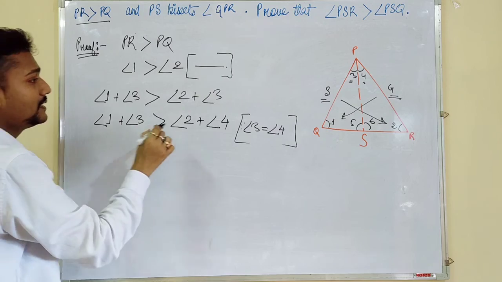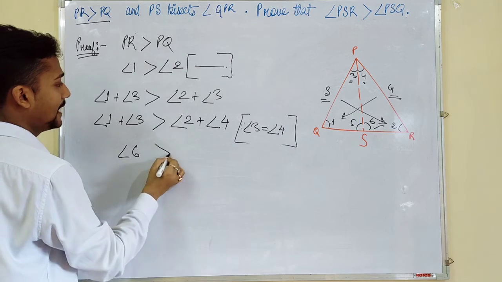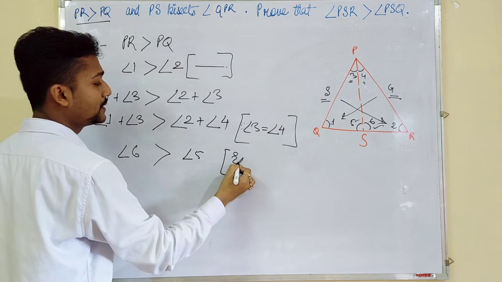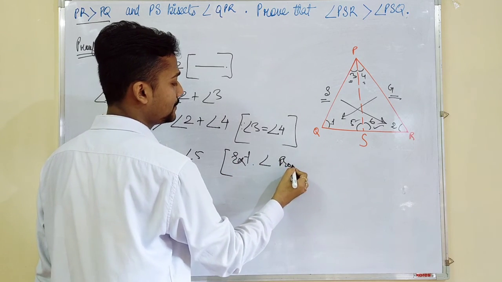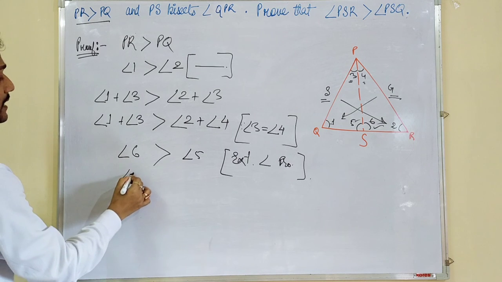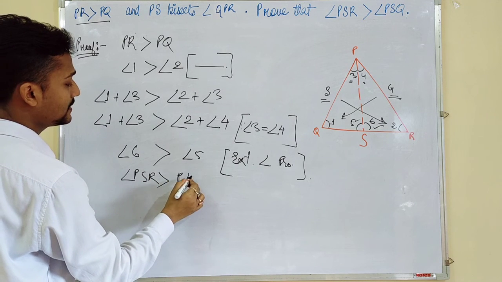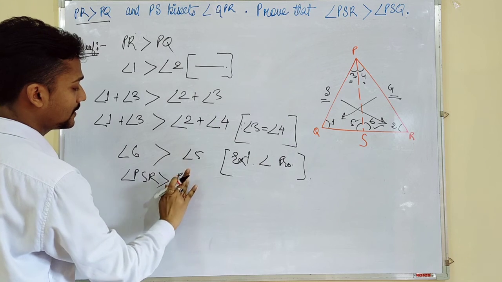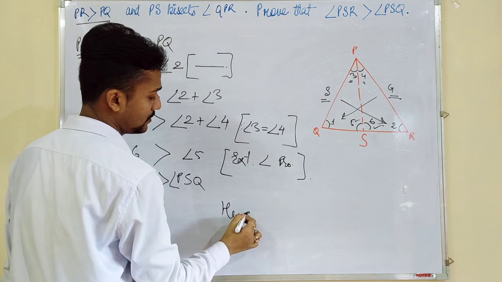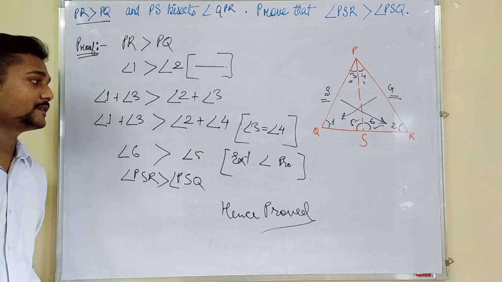So 1 plus 3, if you see carefully, will be equal to what? Angle 6. And 2 plus 4 will be angle 5. Exterior angle property. Okay. So angle 6 is greater than angle 5. What is angle 6? Angle PSR is greater than angle PSQ. Hence proved.